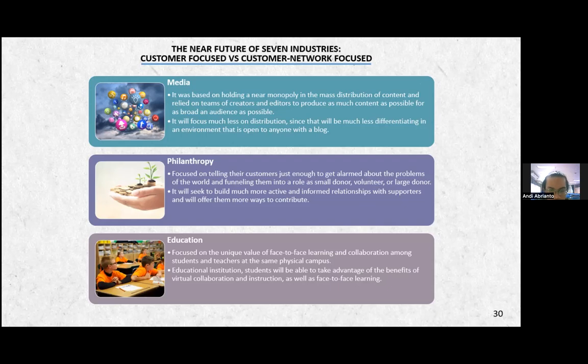And the last is education. In customer focus, they focus on the unique values of face-to-face learning and collaboration among students and teachers at the same physical campus. And in a customer network focus educational institution, students will be able to take advantage of the benefits of virtual collaboration and instruction, as well as face-to-face learning.